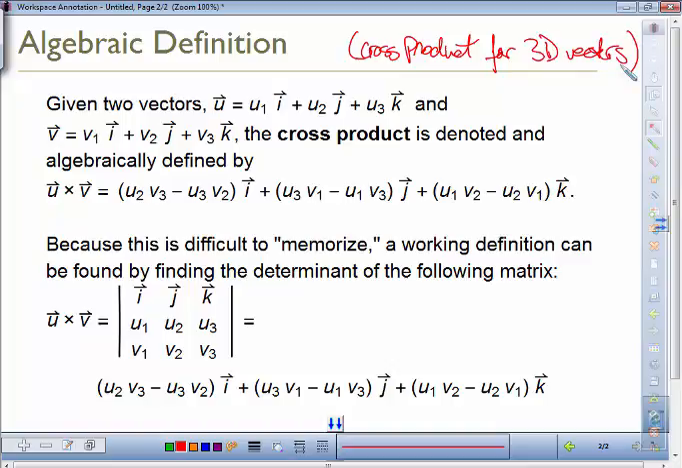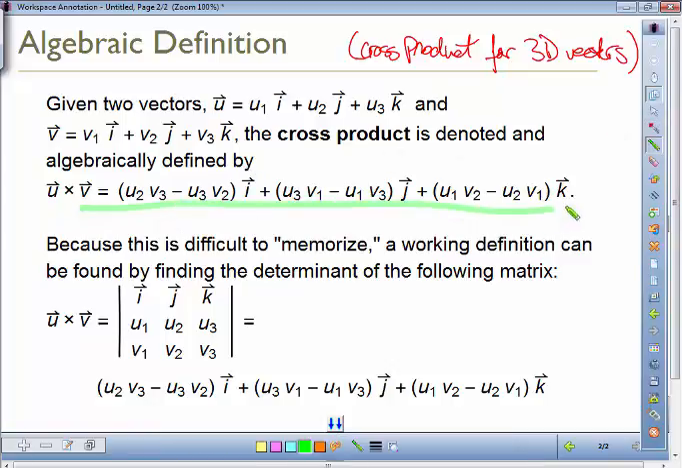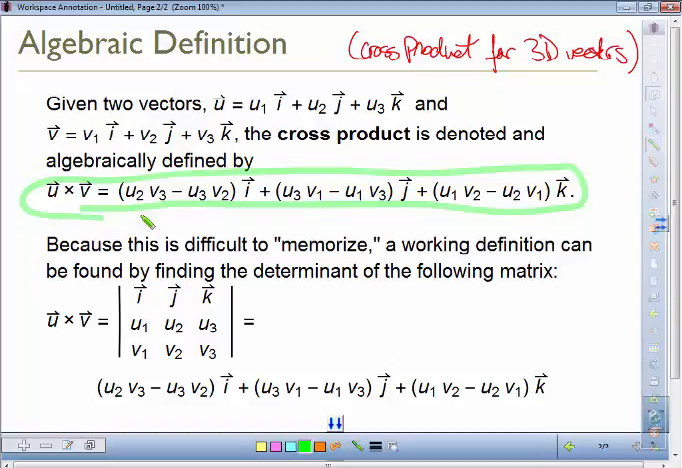All right. Now, the actual definition is listed here, but it's not ideal to memorize this formula. So let's see if we can redefine it, or use a working definition of a determinant from linear algebra, to help us compute the cross product.